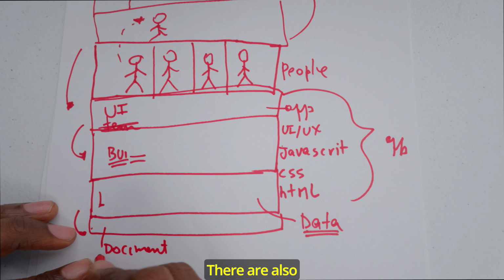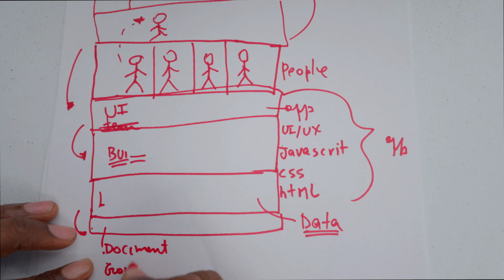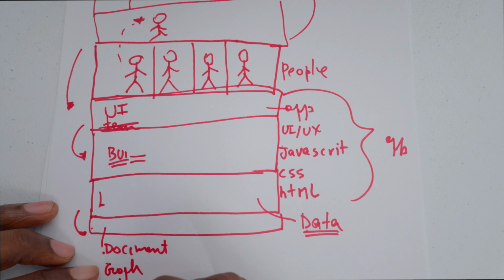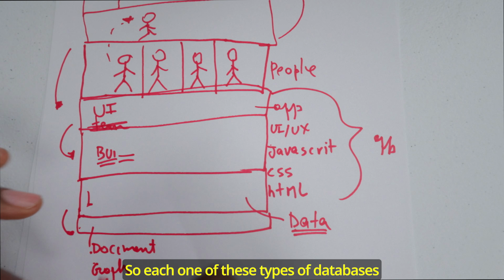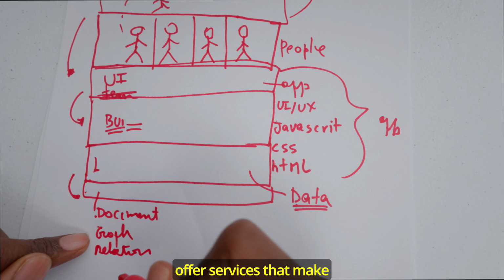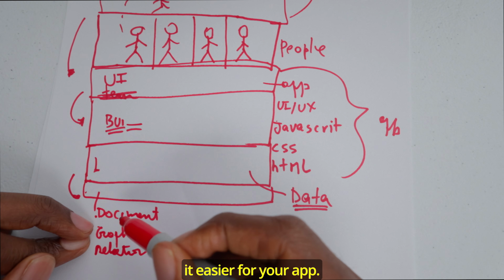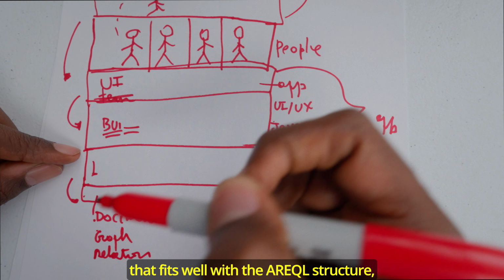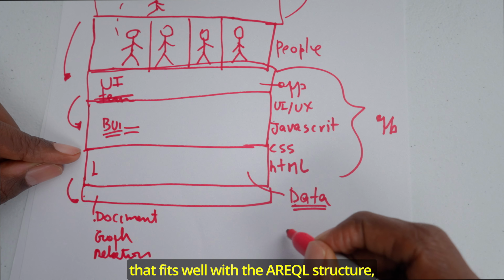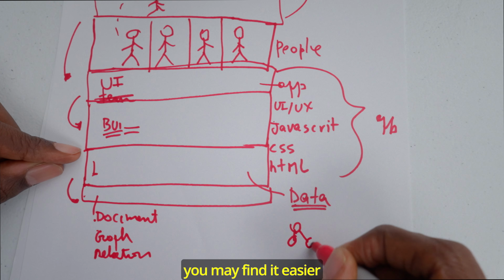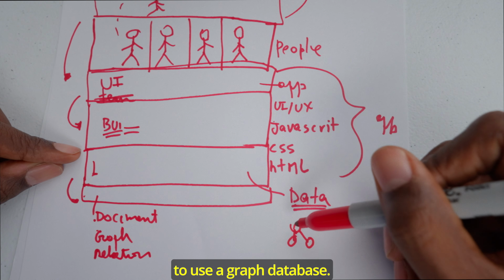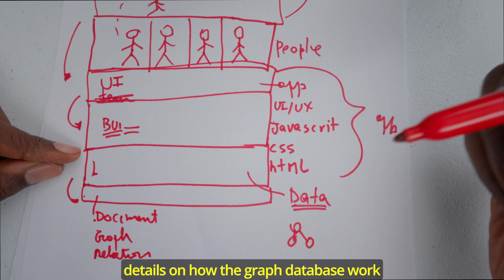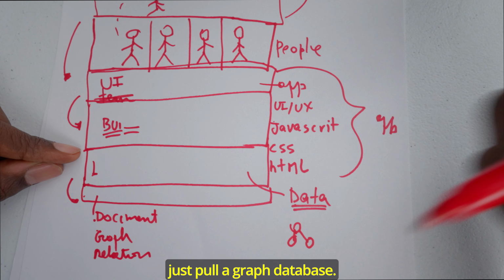Sometimes there is also a graph database, and sometimes you have a relational database. Each one of these types of database offers services that make it easier for your app. For example, if you're writing an app that fits well with a hierarchical structure, you may find it easier to use a graph database. So instead of you knowing all of the details on how the graph database works, you just pull a graph database.